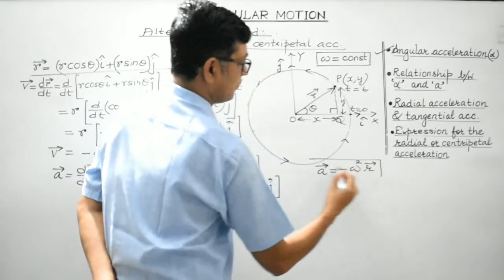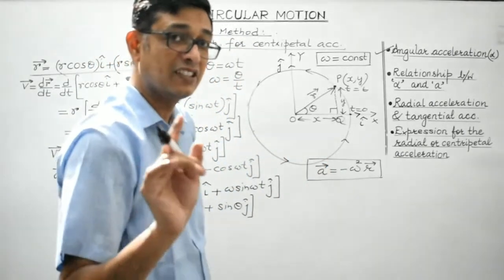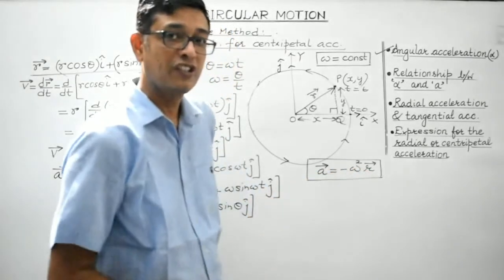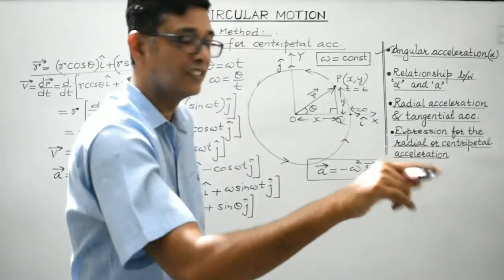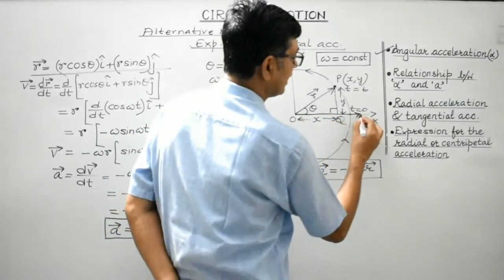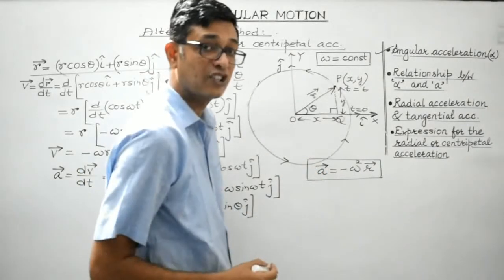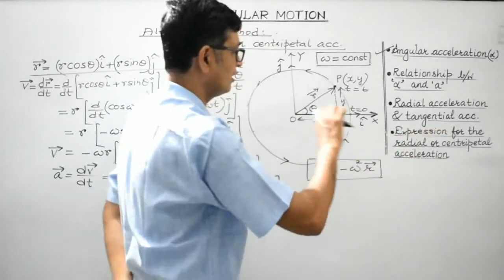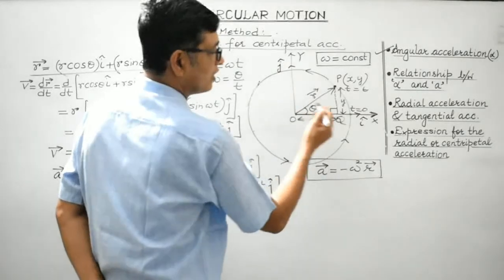Now look, students. This negative sign suggests that the direction of centripetal acceleration is opposite to the direction in which the radius vector increases, right? Now, what is the direction of radius vector? It's along the positive x direction. This is the direction of increase of r vector, right? So, what will be the direction of a vector then? It will be the opposite of the direction along which r vector increases. So, negative of r vector means acceleration will be directed along this direction.